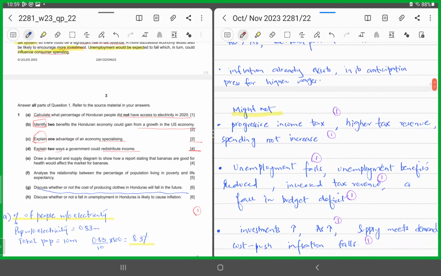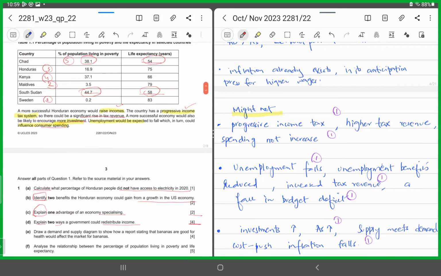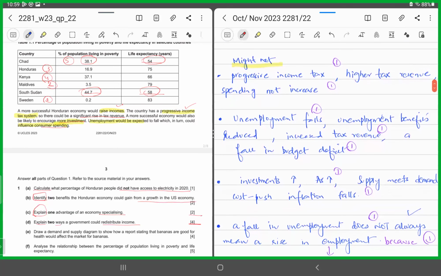However, you could say that it might not be possible that a fall in unemployment in Honduras is likely to cause inflation. Why? Because we remember we read earlier the last paragraph in the case stated that the country was using a progressive income tax system. So when a progressive income tax system is used, the government would be able to get hold of higher tax revenue, and it could be possible that spending might not be increasing. And since unemployment is falling, the government is now no more providing unemployment benefits to the people, to the labor force, and it's getting increased tax revenue on the other hand. So there could be a fall in the budget deficit, right?